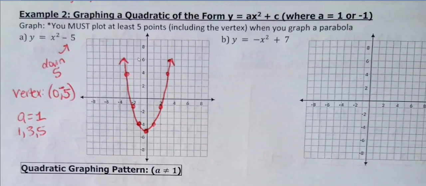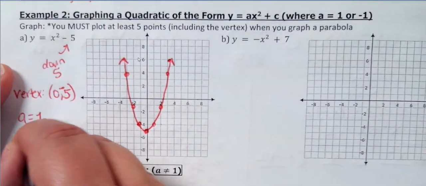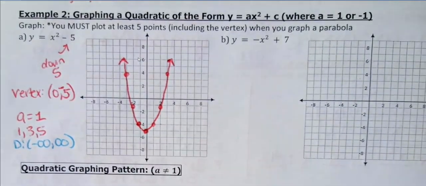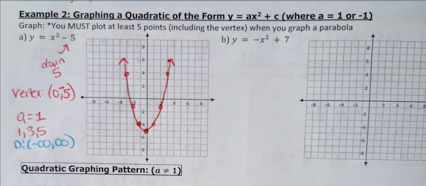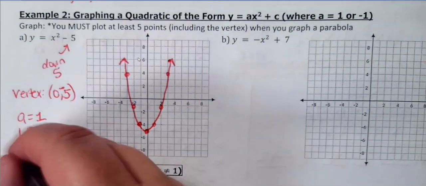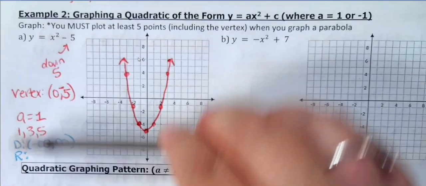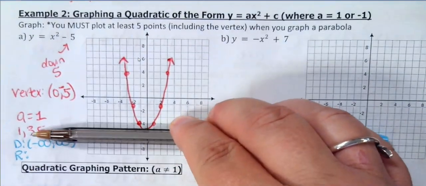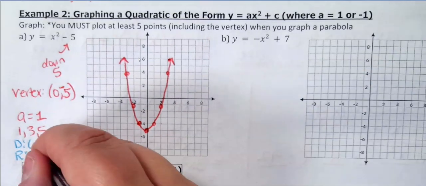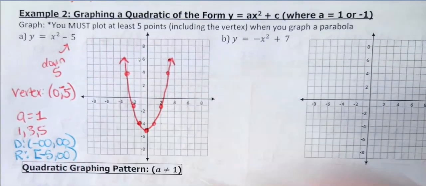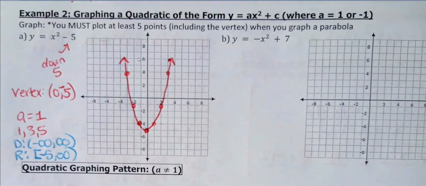Now, for this graph, let me write the domain and the range real quick. The domain for every single one of these is negative infinity to infinity, since it goes left and right forever. What would you guys write for the range for this graph? If I go from the bottom to the top, what's the first y value I touch? Negative 5. So it's just the y-coordinate of the vertex. And then this one goes up forever, so negative 5 to infinity would be my range.